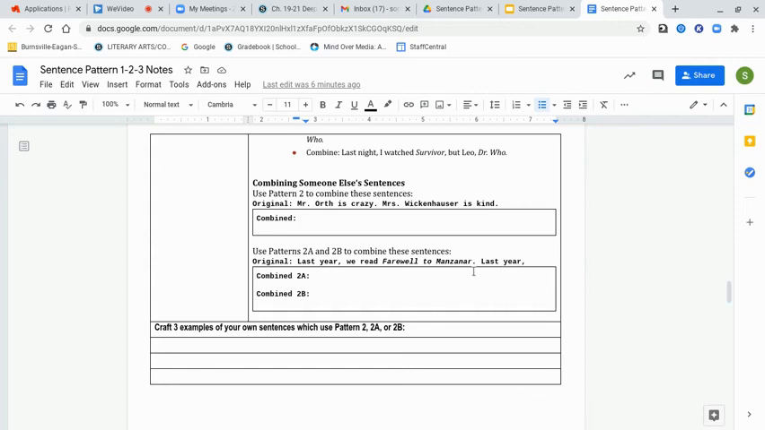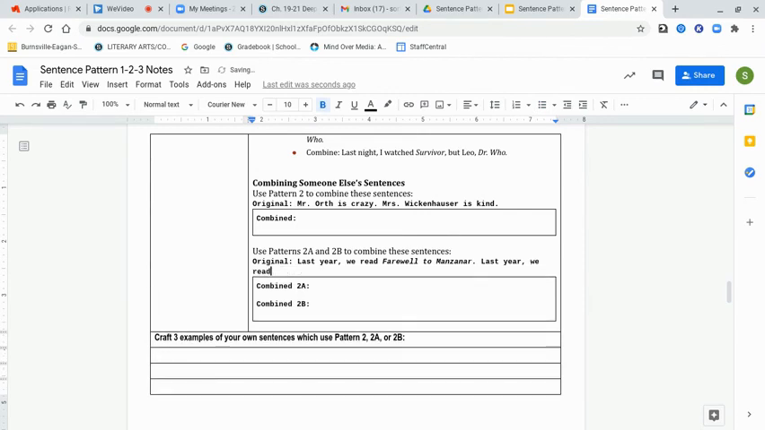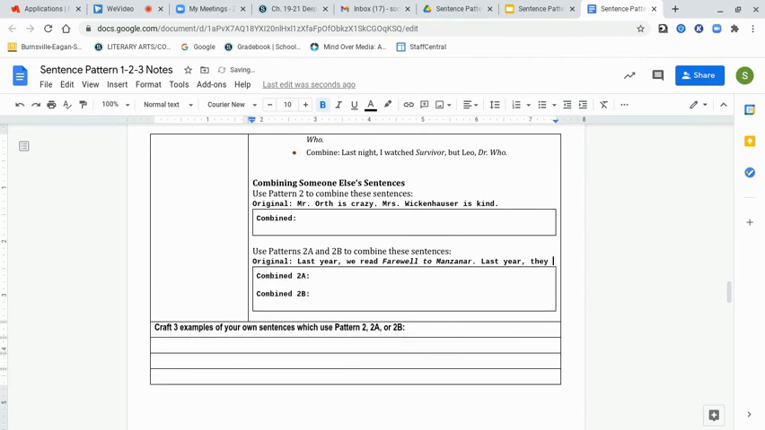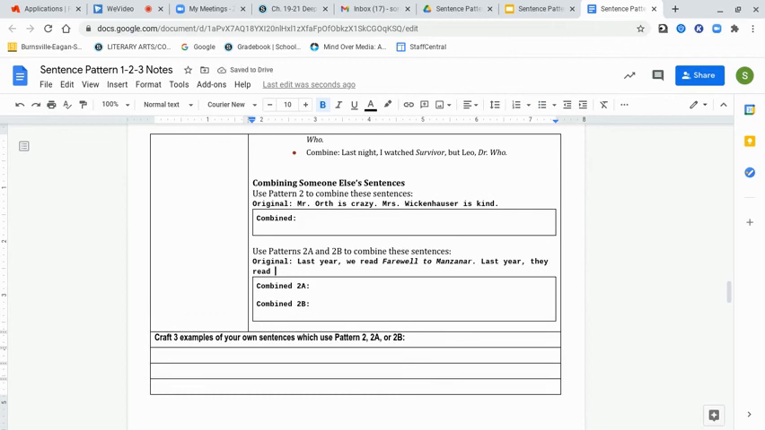For the second example, combining sentences: last year we read Farewell to Anzac. Last year we read, or I should say, they read. Let's go with Freak the Mighty.